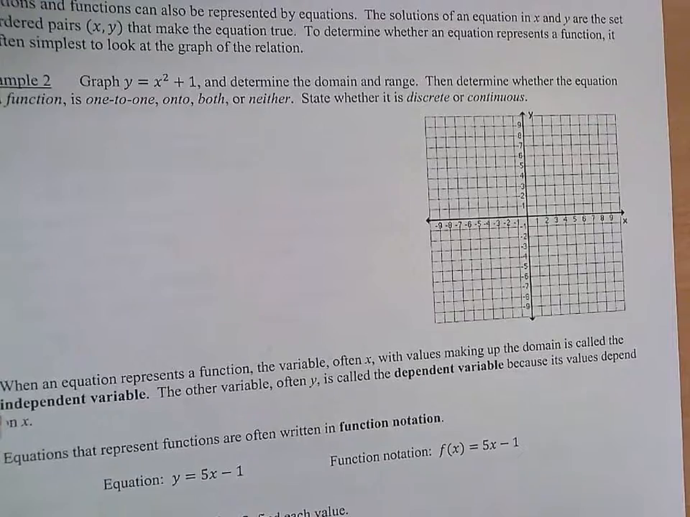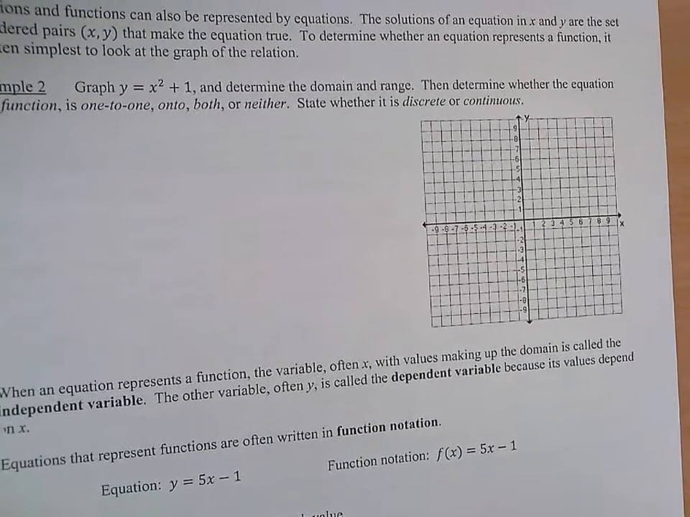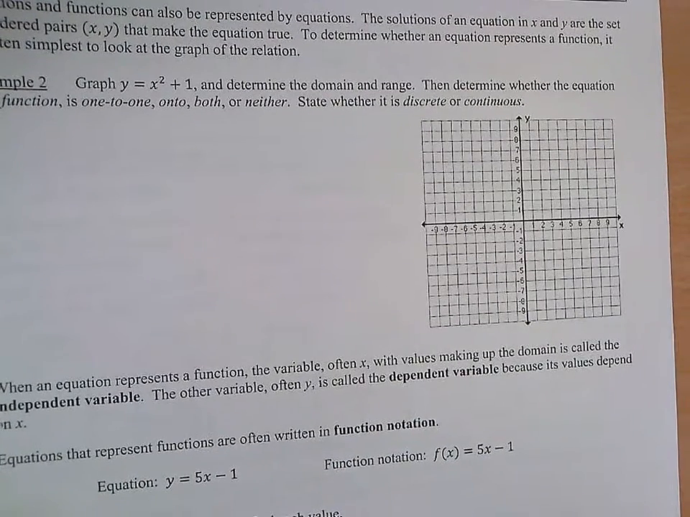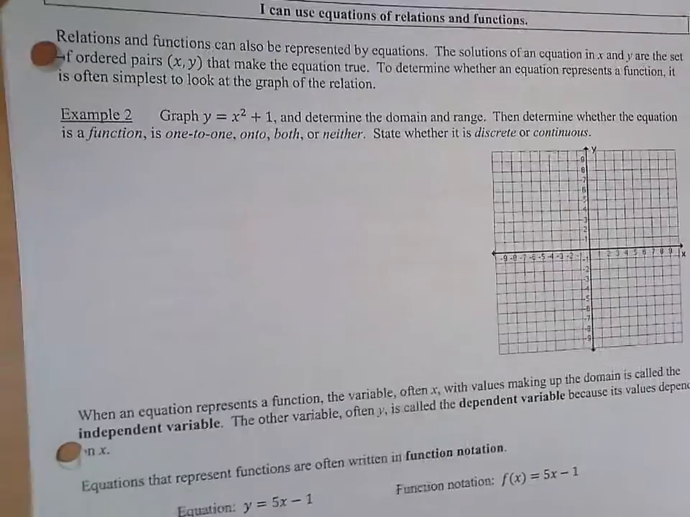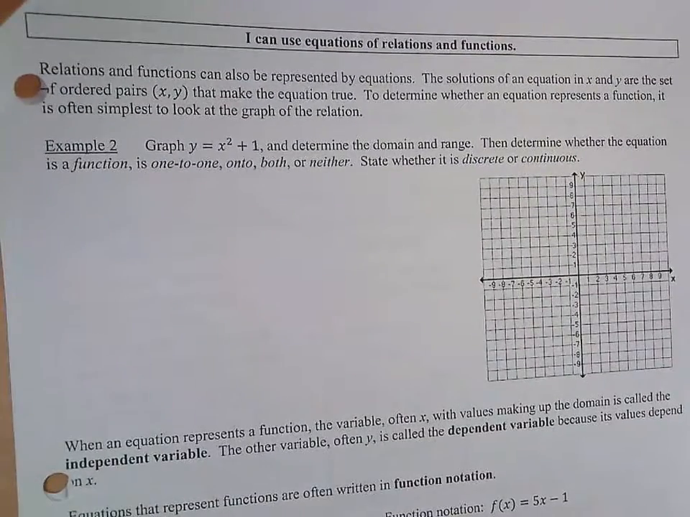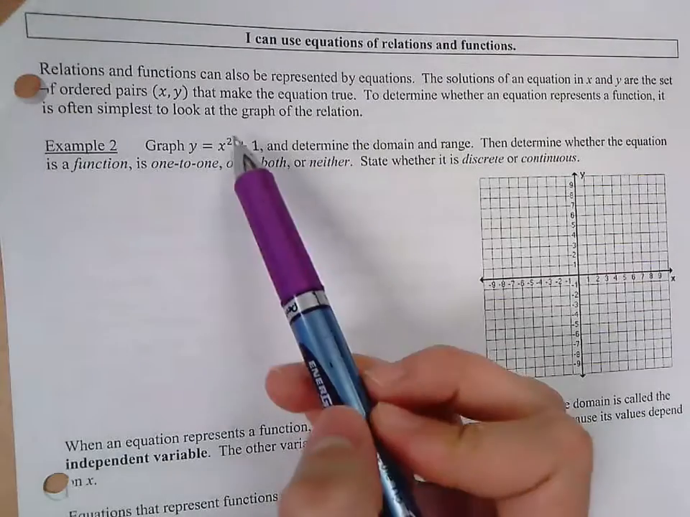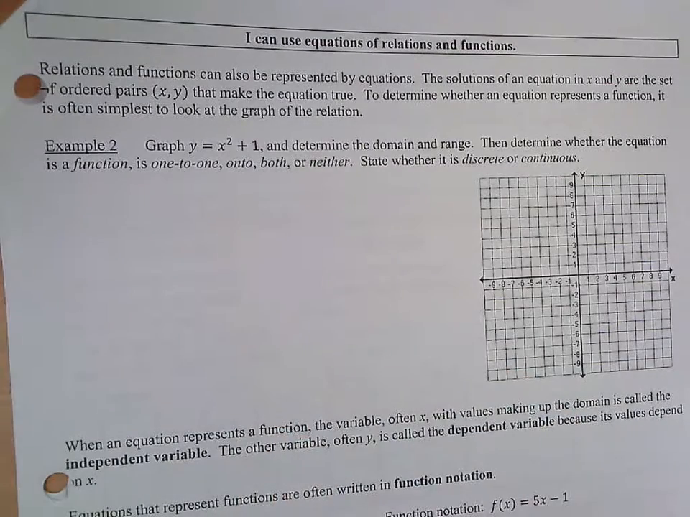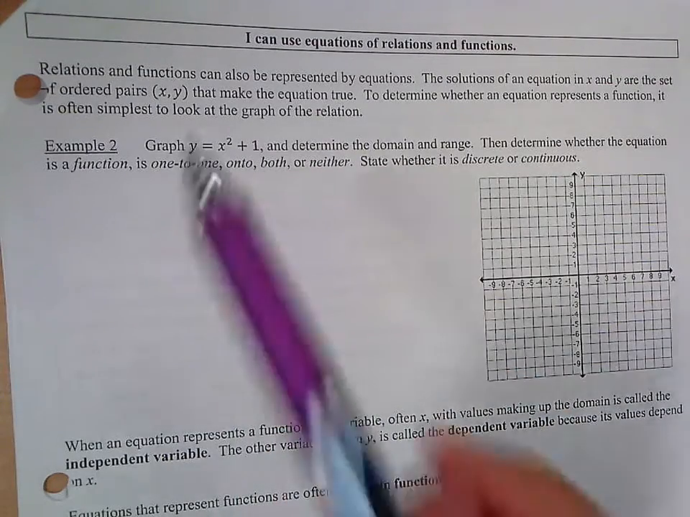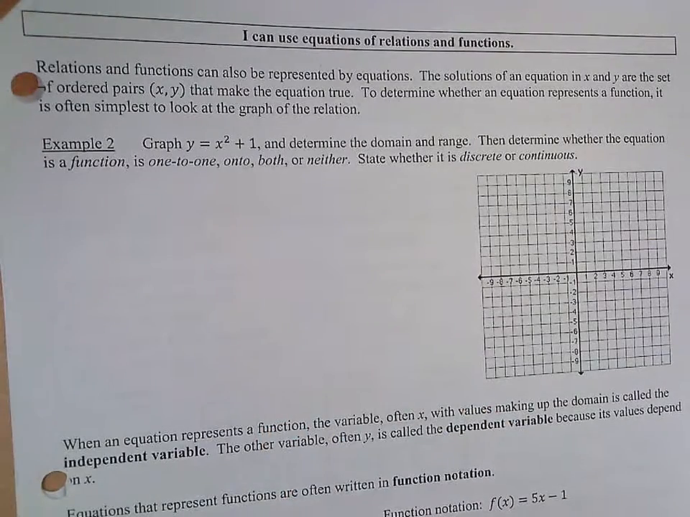Okay, so then what I'd like to get through here, looking at example 2. We can also have relations and functions represented by equations. And usually if it's given as an equation, it's a little harder to identify if it's a function just by looking at the equation. So you can graph that equation on a coordinate plane and then use the vertical line test to determine if it's a function.